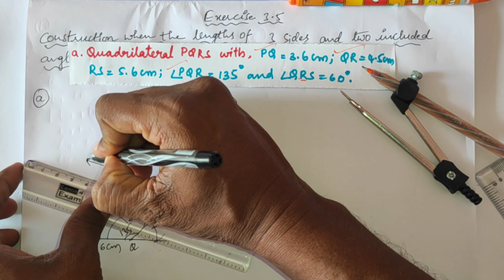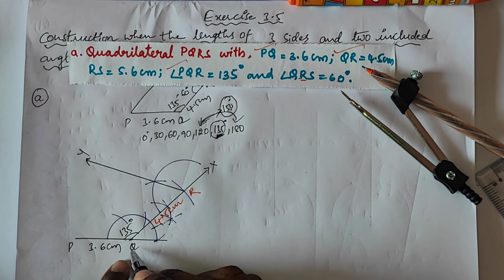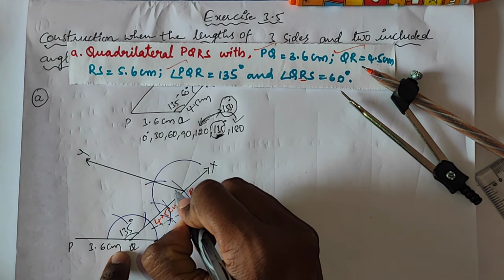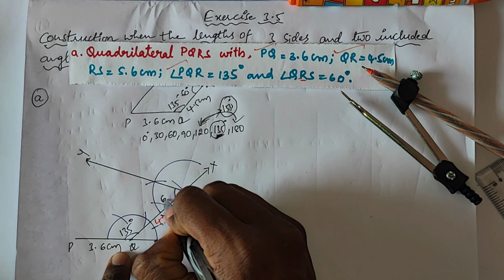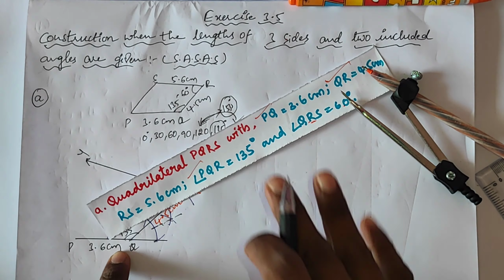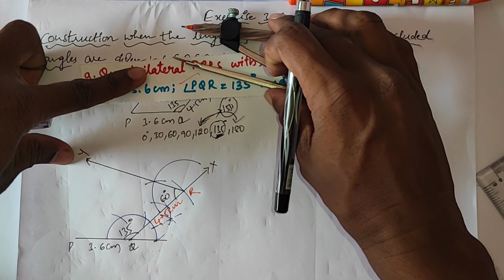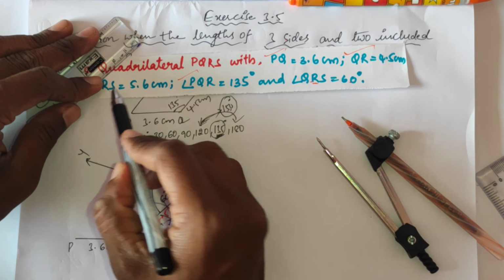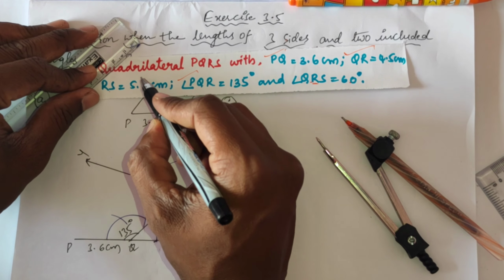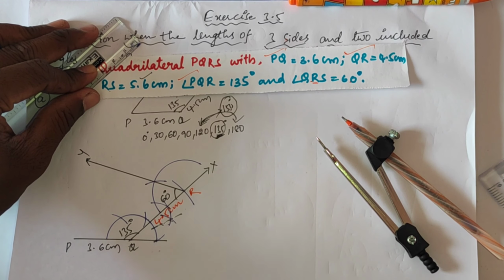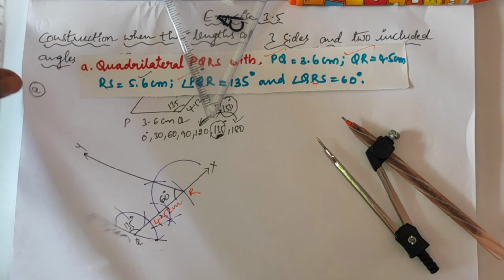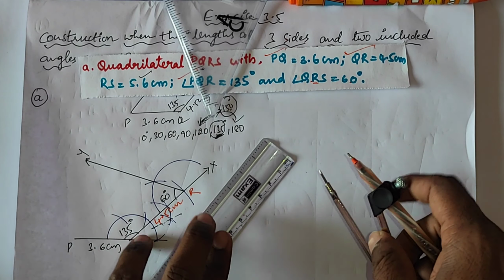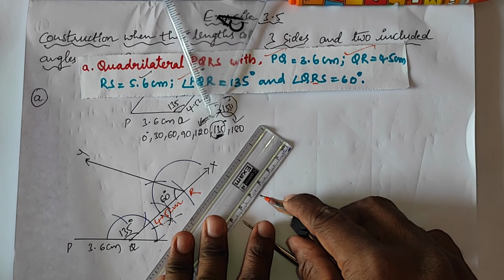No, RY is a ray. Here angle QRY measure is 60 degrees. We got it, right? Now what we have to do? Now we have to construct what? RS is the length segment. How much is given? 5.6 centimeters. Measuring 5.6 centimeters radius.